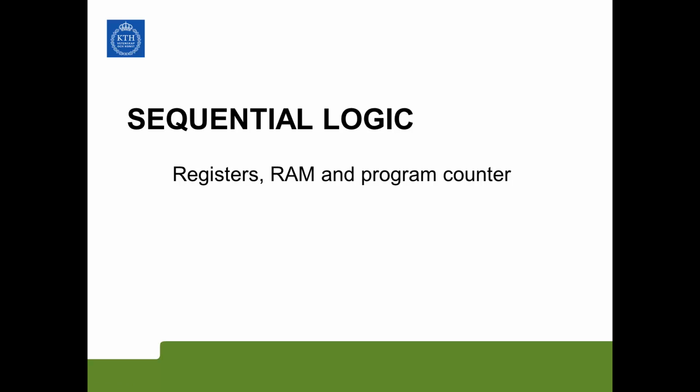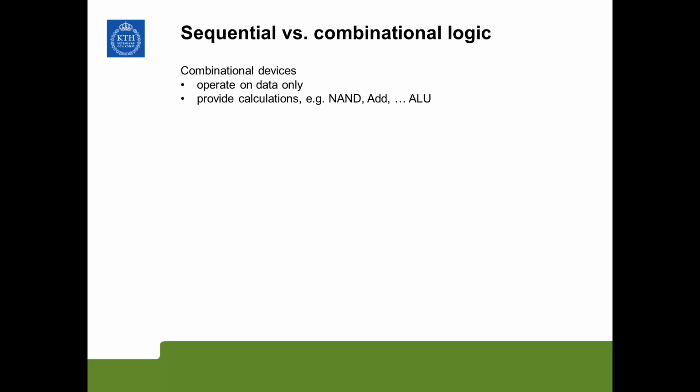Next part is sequential logic. This includes registers, random access memories, and the program counter. The combinational devices operate only on the data, so they provide calculations like NAND of 2 values, or addition of 2 16-bit numbers, or any of the functions in the ALU. But there is an inherent problem in the combinational. You don't know when you can trust the output. The ALU will have many internal gates, and if you provide 2 16-bit numbers x and y, how do you know when actually the ALU has computed the output, the function that you would like it to do?